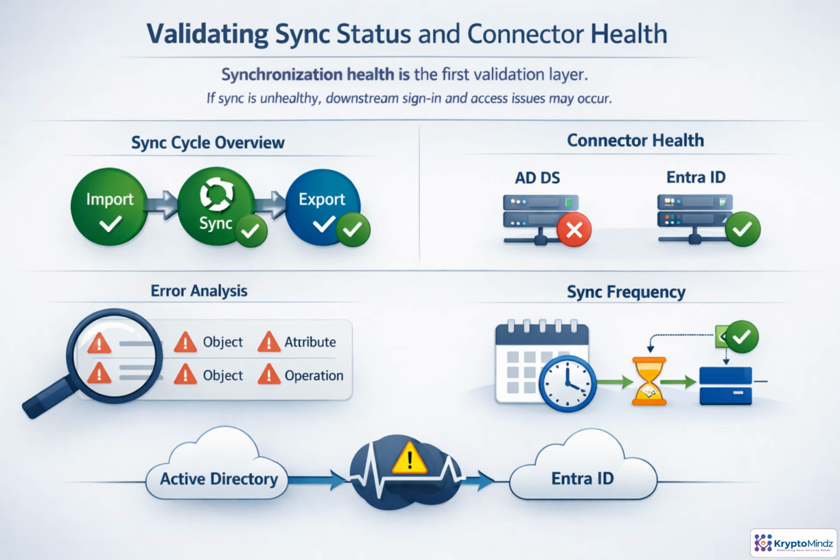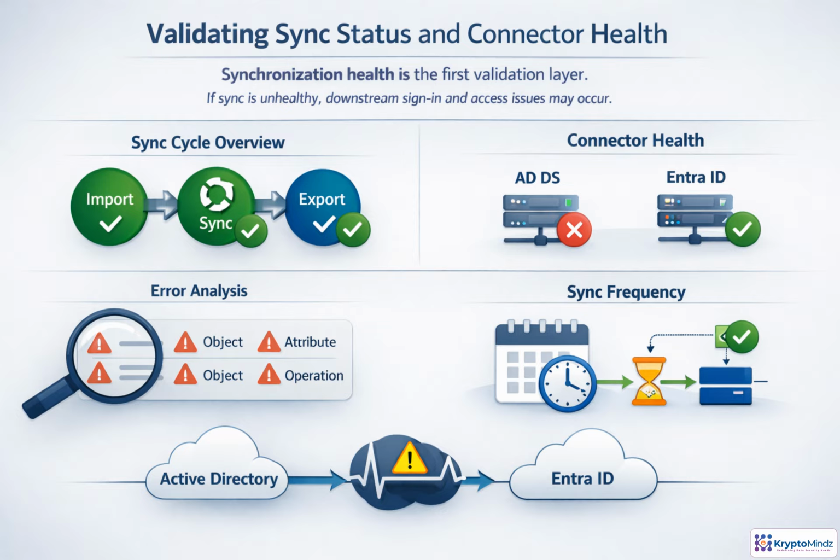Synchronization health comes first, because every access decision depends on current identity data. Confirm the latest cycle completed import from the source, synchronization through the rules engine, and export to Entra ID. Then check each connector or cloud provisioning agent. A healthy Entra connector does not help if the ADDS connector is failing. When errors appear, classify them by object, attribute, and operation, so you can tell whether the issue is isolated or systemic. Also verify timing. Changes should arrive within the expected window.